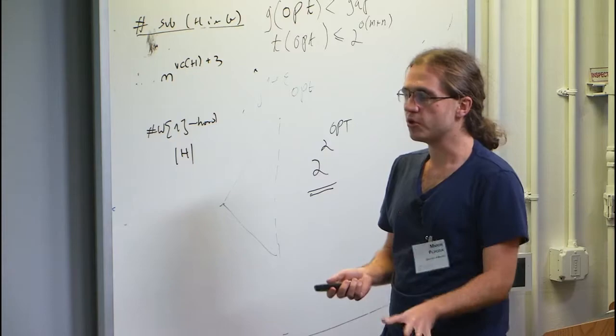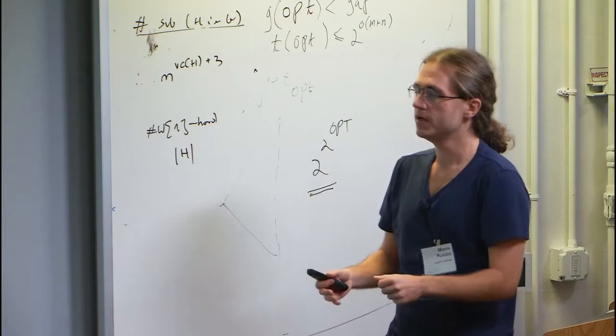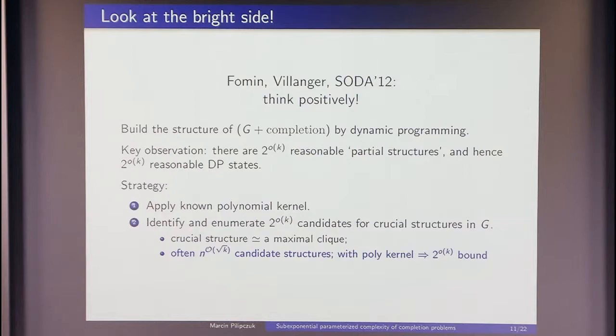So you're going to turn your graph into a chordal graph. There are some maximal cliques in this chordal graph. And I want to say that there's only n to the square root of k reasonable things that can be made a maximal clique in the final graph. And if I apply the polynomial kernel at the beginning, that means that n is polynomial in k, then this is something like 2 to the square root of k log k. So this is subexponential. Okay, and from this candidate structure, from the bound on the number of maximal cliques, I will get a dynamic programming algorithm.